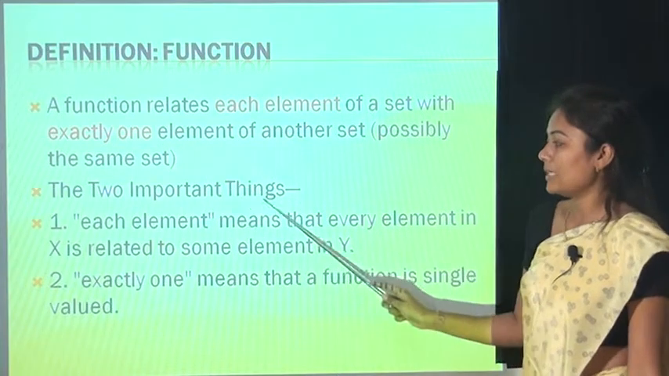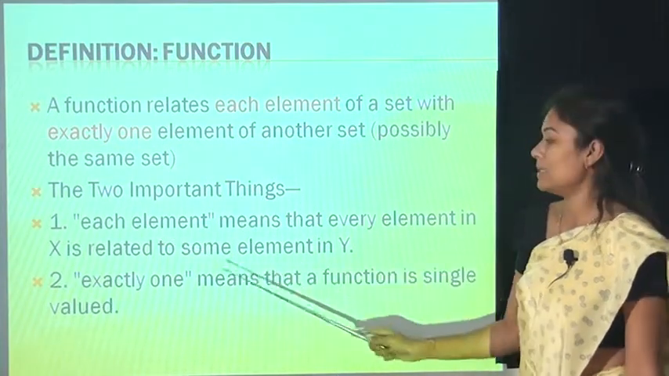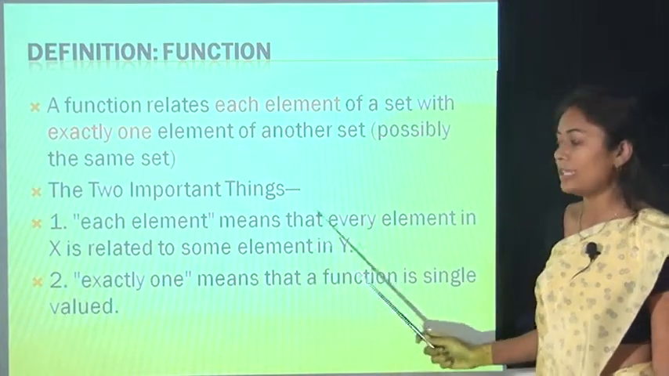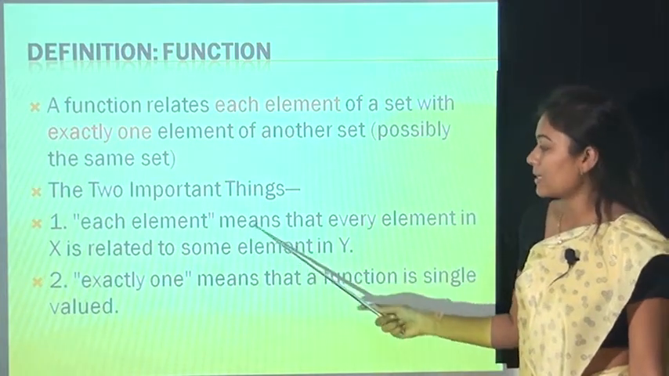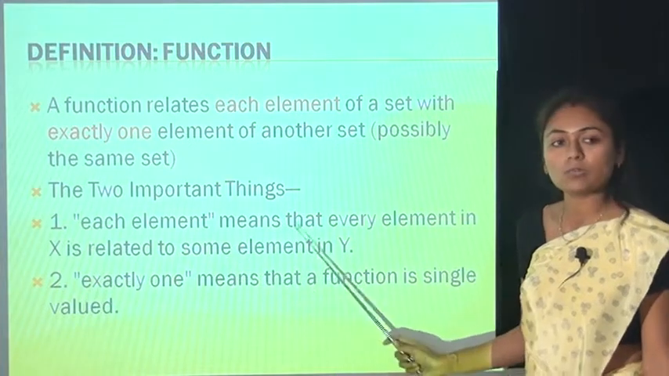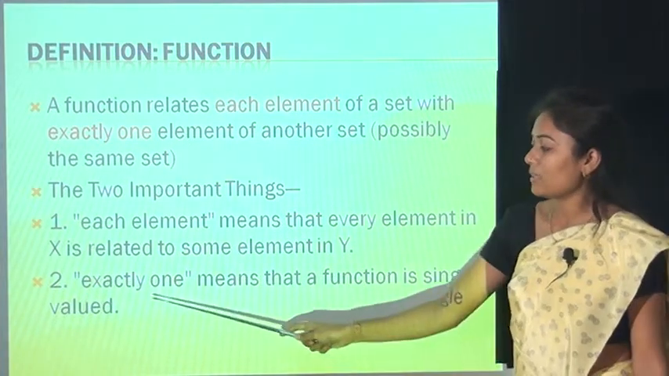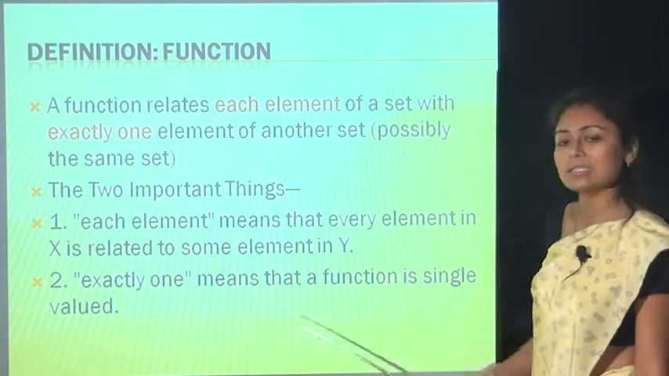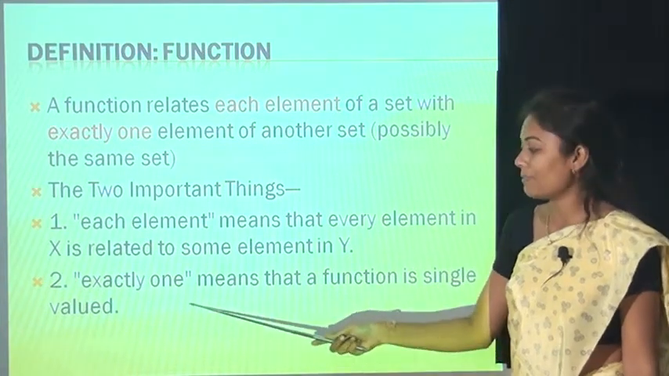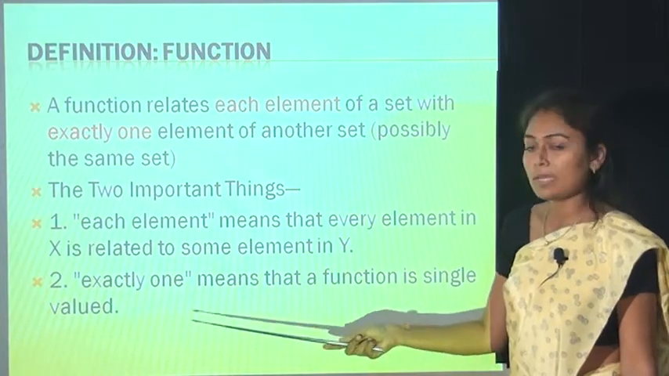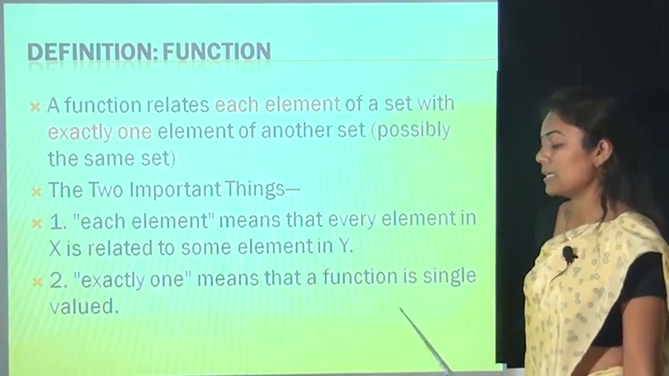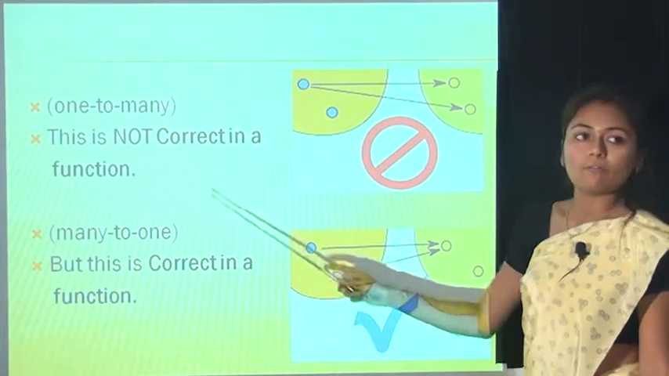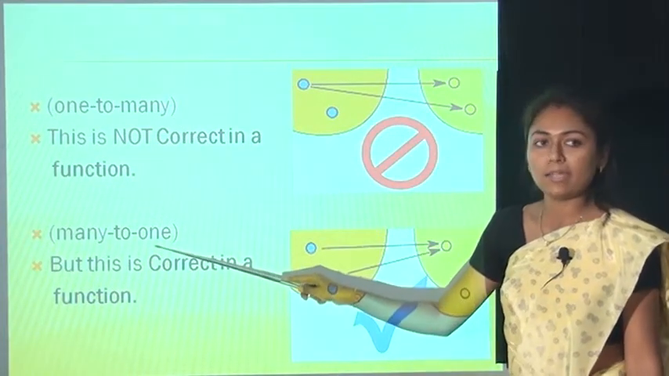The two important things: first, each element, that means that every element in X is related to some element in Y. That means in X there is some element which is related to some element in Y. And the second word is exactly one. That means a function has a single value: exactly one element for some element in X, you have a single value. Now functions are of two types, first one to many and second many to one.